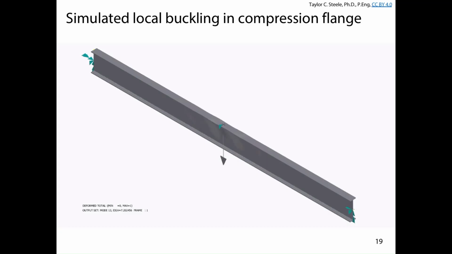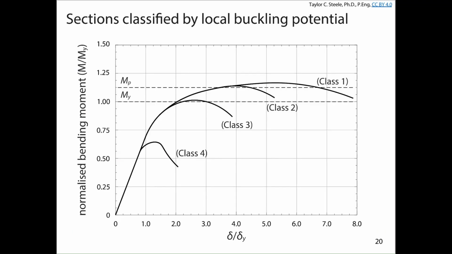Right? We talked about this concept when we looked at compression members. If we have compression in the flange and in the web, we're trying to get to the yield strength, but if the flange is too thin or the web is too thin, we're just not going to get there. And we're going to start to buckle the section locally, and that's going to reduce the allowable stress that we can apply to our beam.